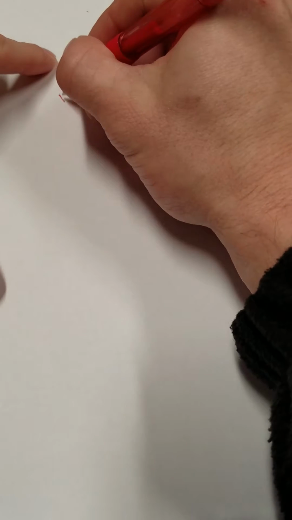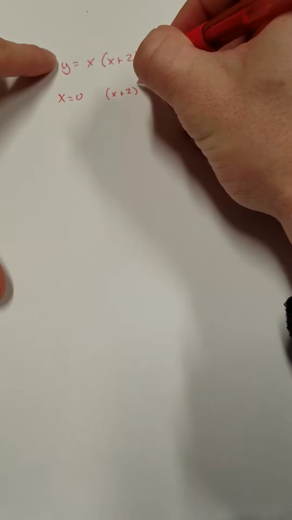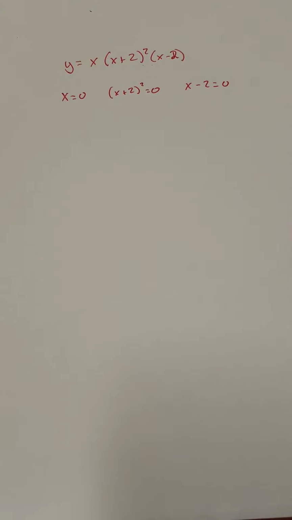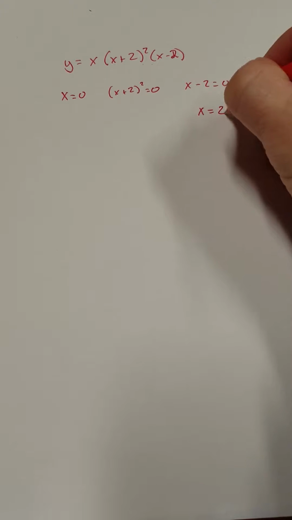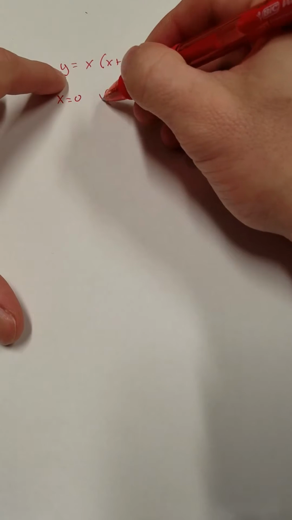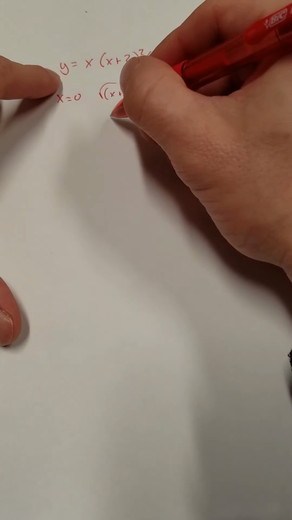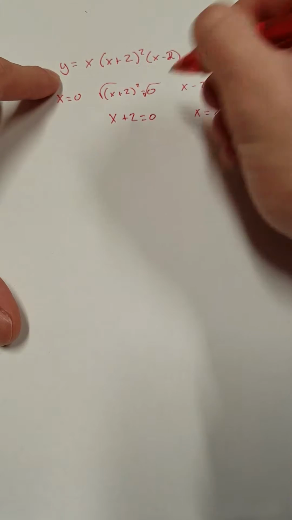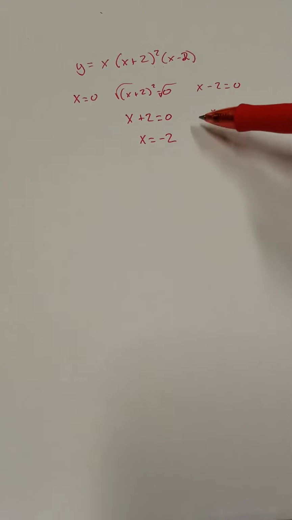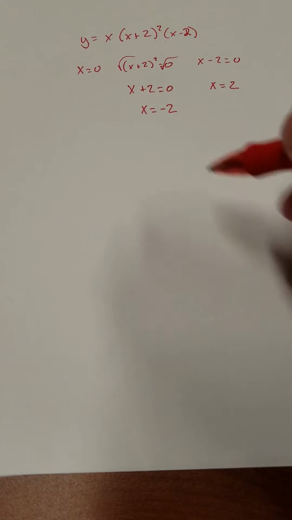Take each thing, set it equal to 0. So x equals 0. x plus 2 squared equals 0. And then x minus 2 equals 0. Solve each one of them. This one's x equals 2. That one's already solved. And then solving this one, well, you take the square root of both sides, but what's the square root of 0? It's just 0. So now we have x plus 2 equals 0. Solve it, you get x equals negative 2. Now remember, again, something's going to happen right here. Let's just see what ends up happening on our graph.